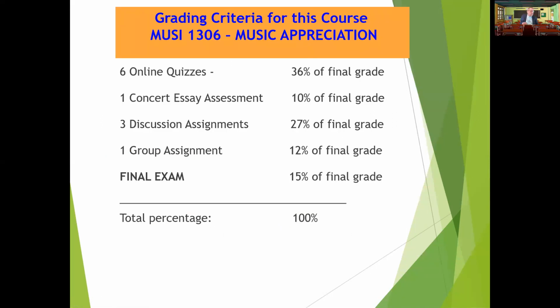So if you're in Music Appreciation 1306, that would be multiple sections. I have one online and three that are asynchronous. Okay, this is your structure of the grading. You have 6 online quizzes and 1 essay assignment, the concert essay assessment. None of these are time consuming. There are 3 discussion assignments, 1 you've already had, and 2 more. I believe the second one is going to be available February 8th. Then 1 group assignment. It's graded just like a discussion assignment, because it'll not be a class assignment. It'll be a group discussion assignment.